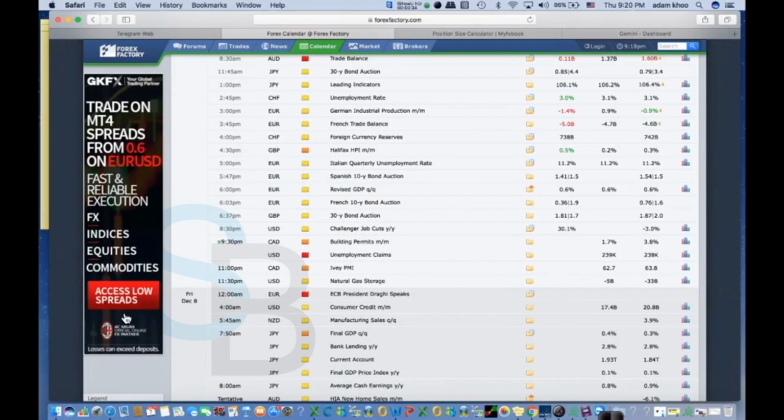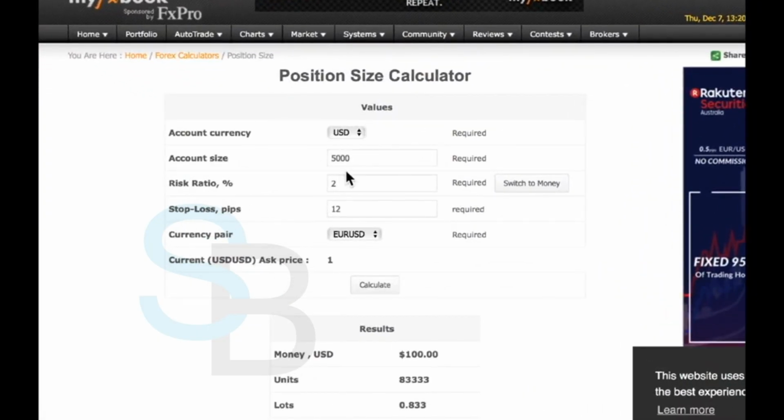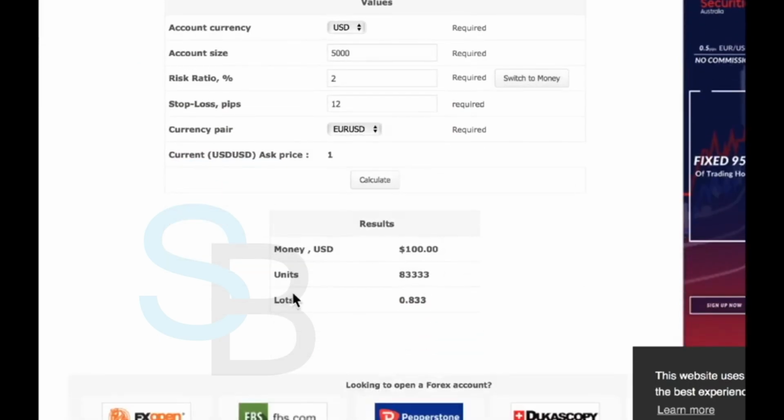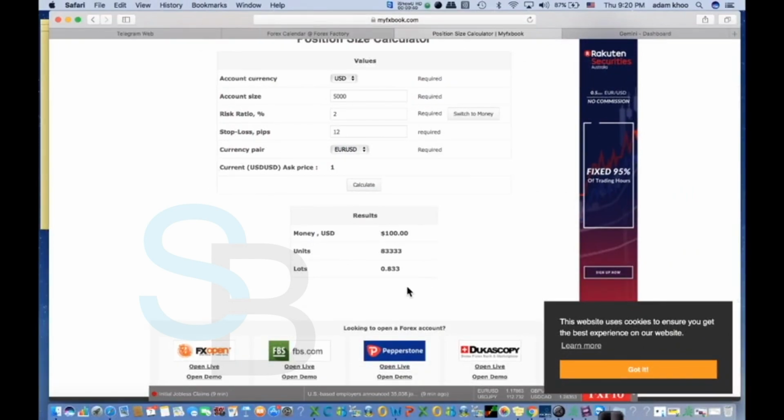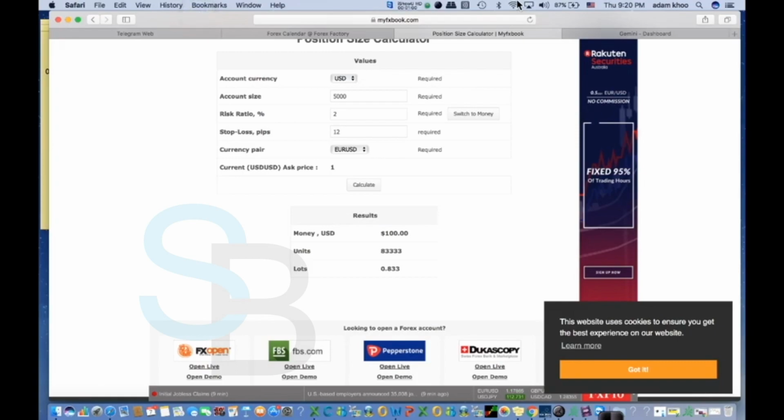So the first thing to do is to size my position. In this account, I've got $5,000. I'm risking 2%. My stop loss will be a fixed 12 pips away. So calculating that, I will trade 0.833 lots. That would be my position size for my long position and my short position. So 0.833 lots.